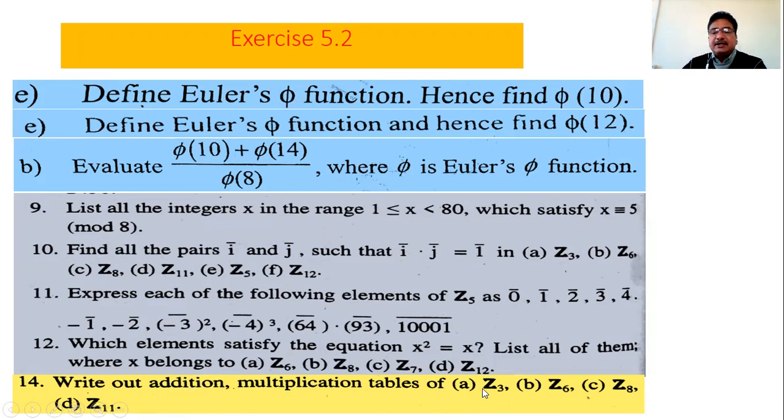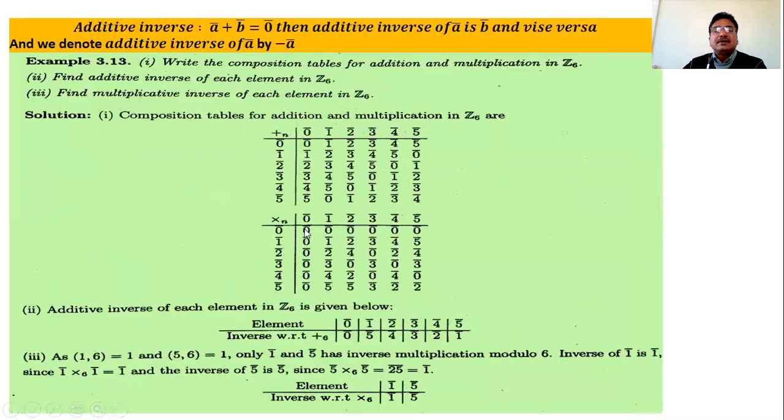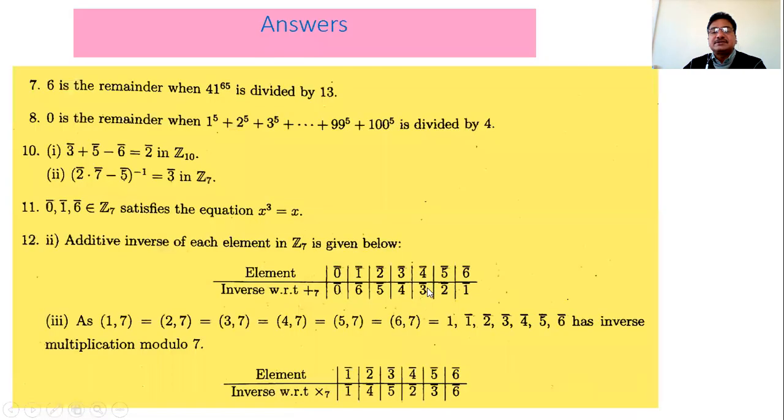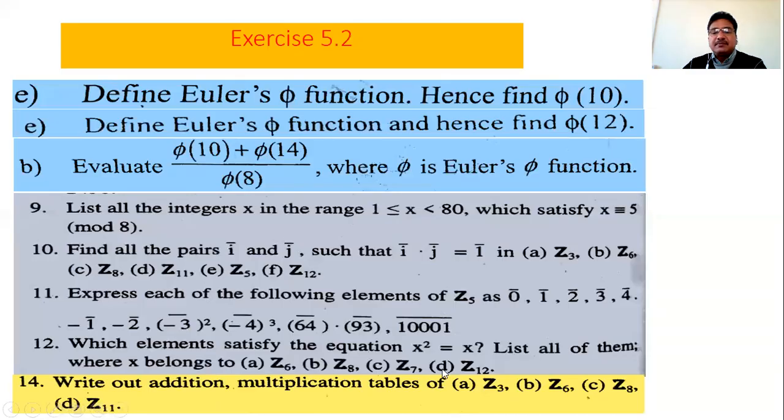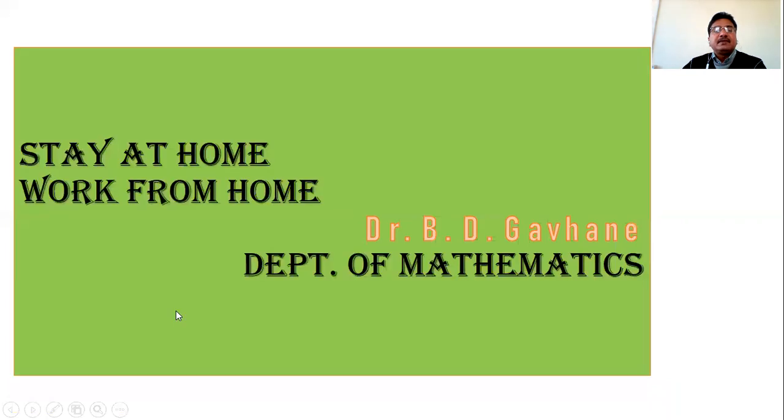Write the addition and multiplication tables for Z3, Z6, Z8, Z11. Like Z6: this is the additive table for Z6, and this is the multiplication table for Z6. They are called composition tables for addition and multiplication. So we have to draw the tables for Z3, Z8, Z11. So solve all these examples.